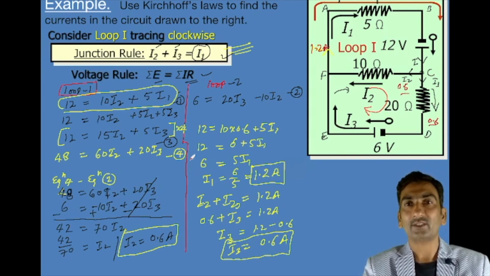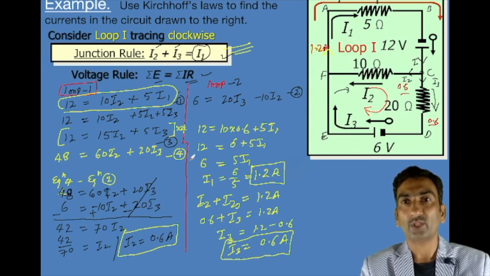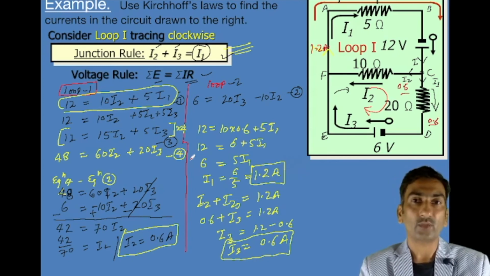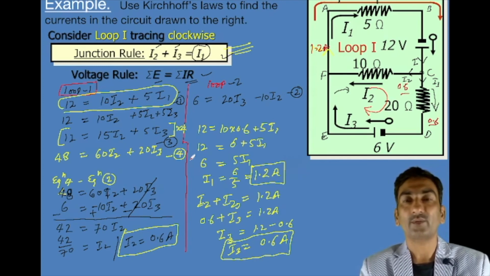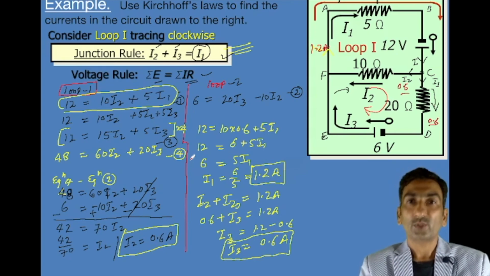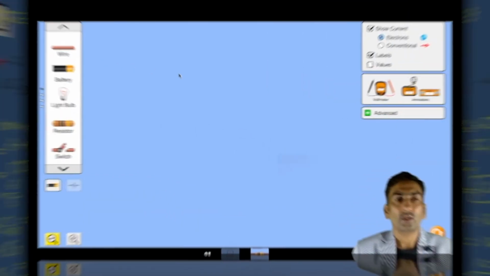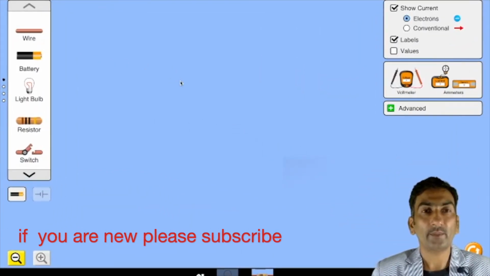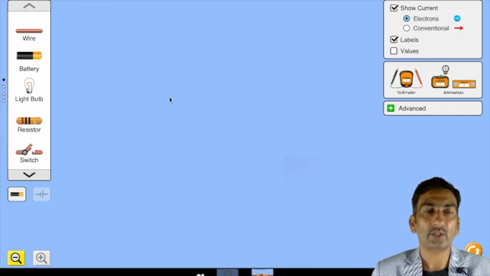If we connect these resistors of the same values, 5 ohm, 10 ohm, 20 ohm, with these two batteries, 12 volt and 6 volt, let's check whether we get the same current or not. So let's go to the virtual lab. I hope you remember what current we calculated in that question. I1 was 1.2 ampere, I2 and I3 were 0.6 ampere. Let's set the same circuit and check whether it's correct.